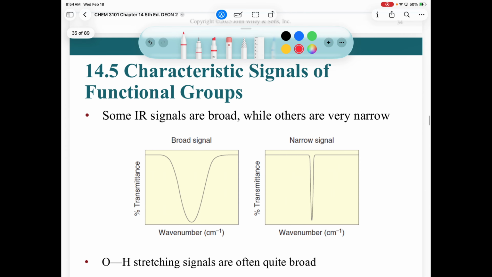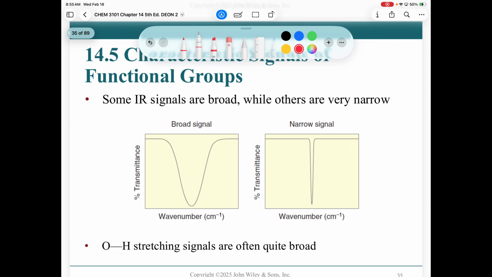All right, now, whether a signal is broad or sharp has to do largely with hydrogen bonding. You guys remember the topic of hydrogen bonding from General Chemistry 1? You learned London forces, dipole-dipole forces, and then hydrogen bonding. Well, whenever you see something broad like this, it usually means you have some kind of hydrogen bonding, okay?